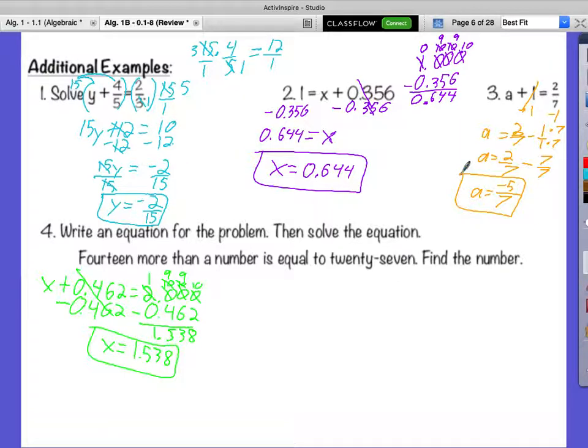Number 4, write the equation for the problem, then solve the equation. 14 more than the number is equal to 27. Find the number, okay? So the first part, 14 more than the number. What does that mean? Like a plus. Okay? Equals. So what would the first part be?